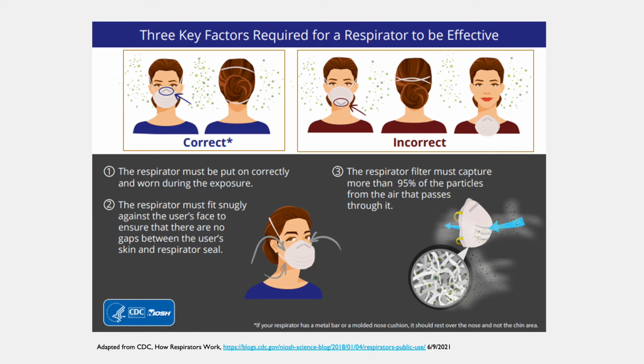There are 3 key factors required for a respirator to be effective. The respirator must be put on correctly and worn during the exposure. The respirator must fit snugly against the user's face to ensure that there are no gaps between the user's skin and respirator seal. And the respirator filter must capture more than 95% of the particles from the air that passes through it.